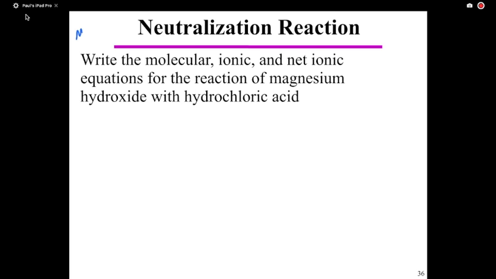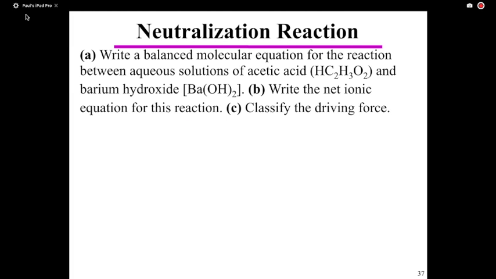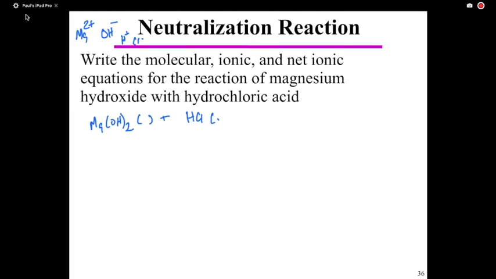Let's go again. Magnesium hydroxide, Mg 2 plus, hydroxide 1 minus. Okay? And so the compound is Mg(OH)2. I'm going to have to label that some way. Plus hydrochloric acid, HCl. Okay. That was an H plus and a Cl minus to create that. I'm going to have to label that some way. Yields. What are we going to form?